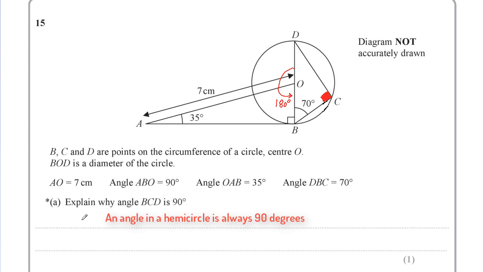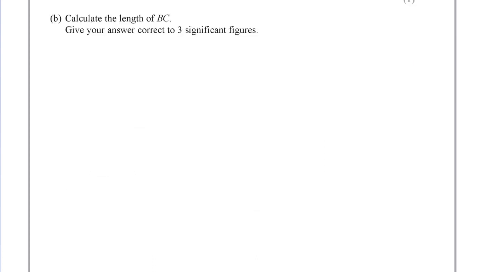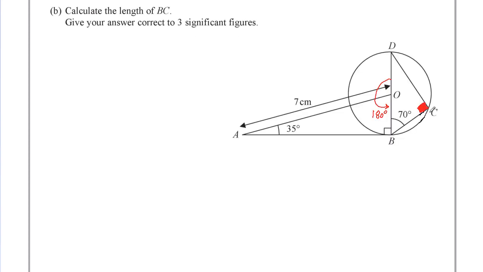Moving on to part B. Calculate the length of BC. Give your answer correct to 3 significant figures. Let's move the diagram. That's better. Okay. We have to find this length BC. Alright. It is a trigonometry problem. So first put down SOH CAH TOA. To find BC, we need the diameter, and for that we are going to need the radius, and to find the radius we need to start with this triangle ABO.